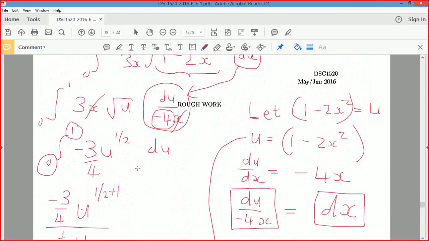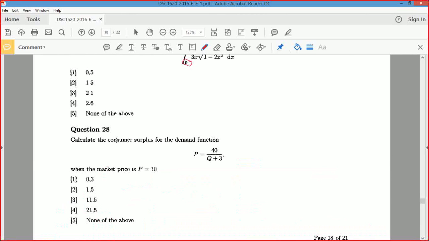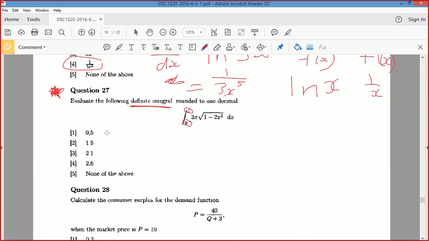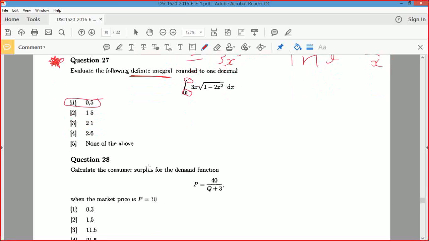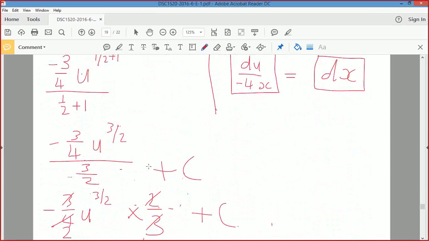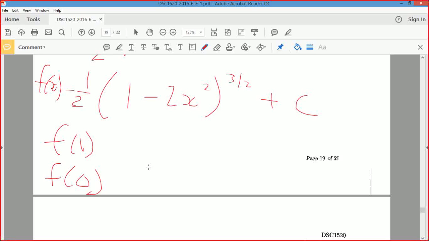The answer is option 1. What number is this? 27. Yeah, option 1, 0.5. Oh, 0.5. I might have done it wrong. Okay, let me type it in. Let's check. Okay, so 1. Minus 1.